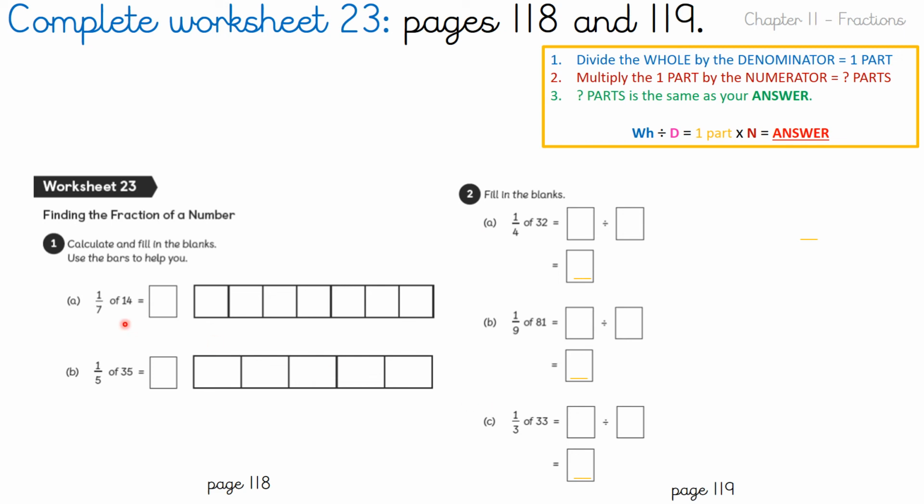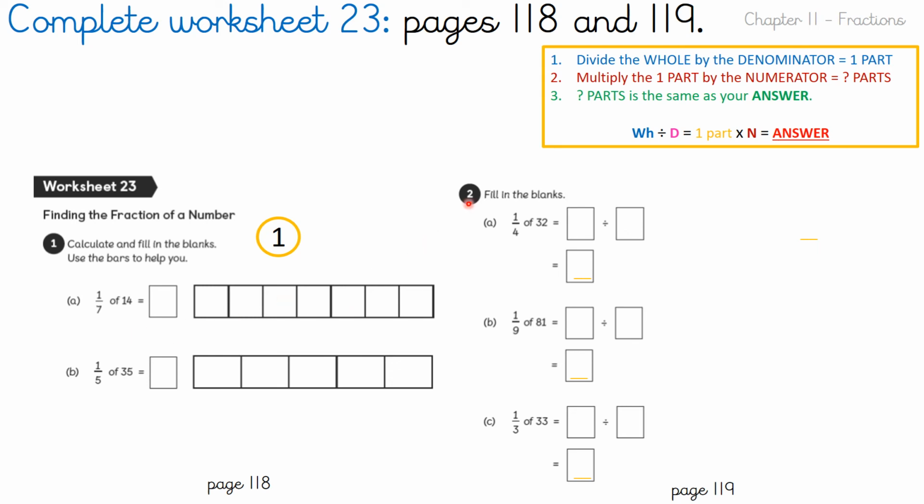In activity 1, you have to use a bar model to share your whole equally. If you can, please use what you've learned in step 1 to write a number sentence underneath. So you will have to do your whole divided by the denominator equals the one part. Okay, so you have to do in the bar model, and if possible, write down step 1.